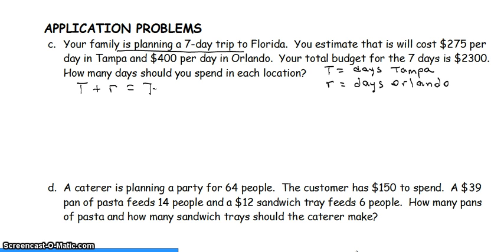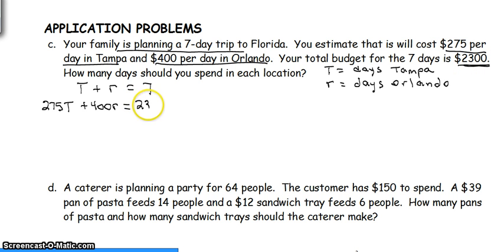All right. The other equation that I'm going to write has to do with the amount of money. You estimate that it will cost $270 per day in Tampa. That means it's going to be $270 per day in Tampa, plus $400 per day in Orlando. So plus 400 times the number of days in Orlando. That'll give me an amount of money. My total budget is $2,300.